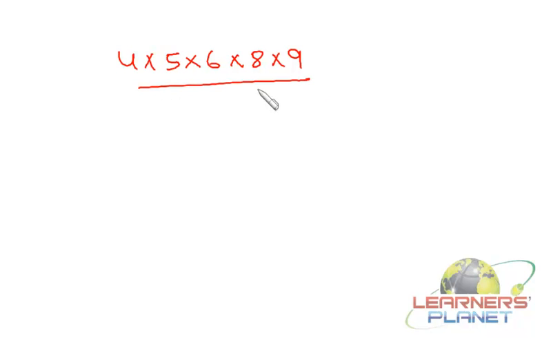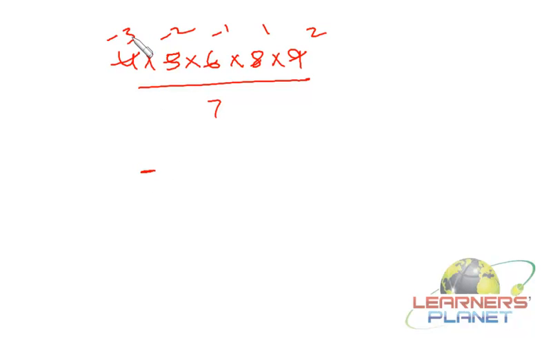Now suppose I'm having a number, say 4 into 5 into 6 into 8 into 9, and I wish to divide this number by 7 and wish to get the remainder. So let's divide it by 7. Here it is minus 3, it's minus 2, it's minus 1, it's 1, and it's 2. Since there are 3 negatives, I have to put one negative over here.